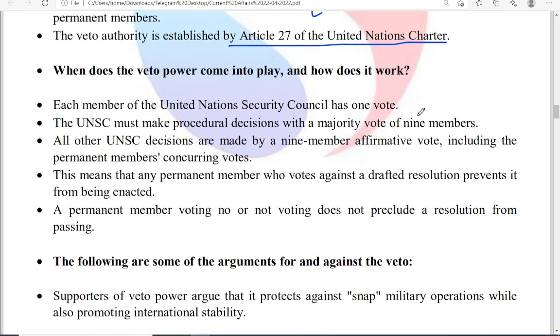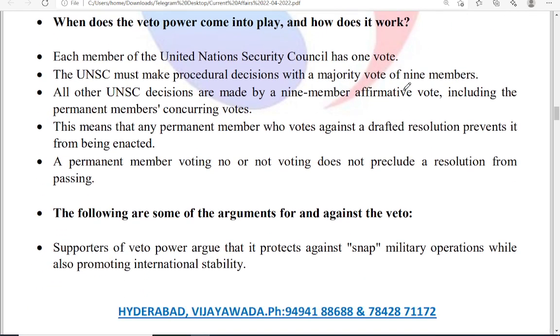So when does this come into play and how does this work? Each member of the United Nations Security Council has one vote. As I said, there are 15 members, so each of the 15 members will have one vote. Therefore, the total is 15 votes. But only the 5 permanent members will have veto power. Voting is different from vetoing. Voting is just agreeing to a resolution, whereas vetoing is stopping the resolution.